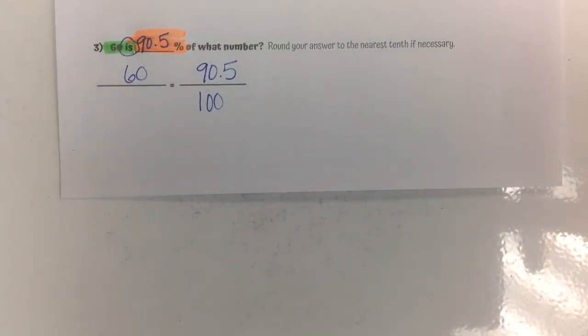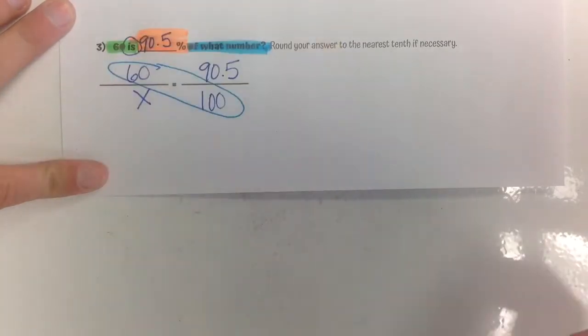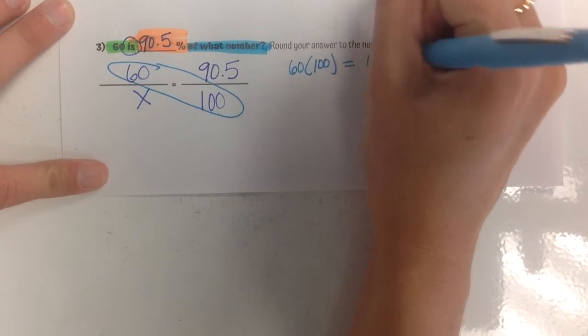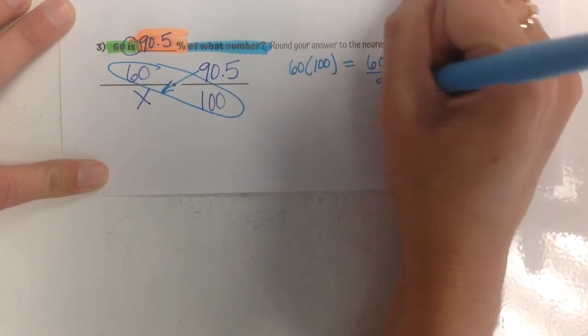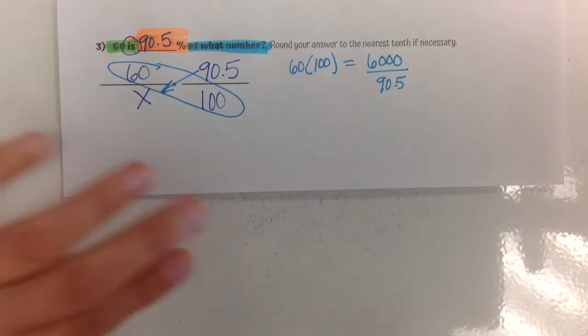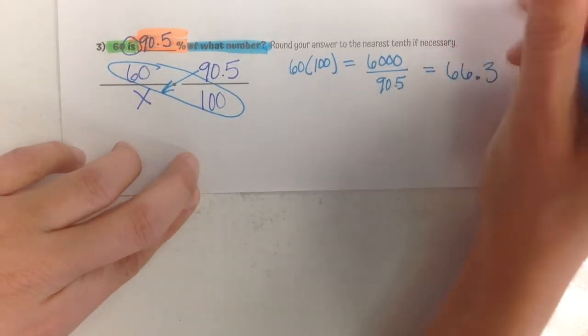And then if we look at the other thing that's given, where we see the word "of," it says "of what number?" So we don't know what the number is. We are solving for the whole. Then we've got our proportion. Multiply the two numbers that are diagonal from each other. 60 times 100 equals 6,000. Then we divide by the number that's opposite the variable, and we get, I'm going to round it, about 66.3.